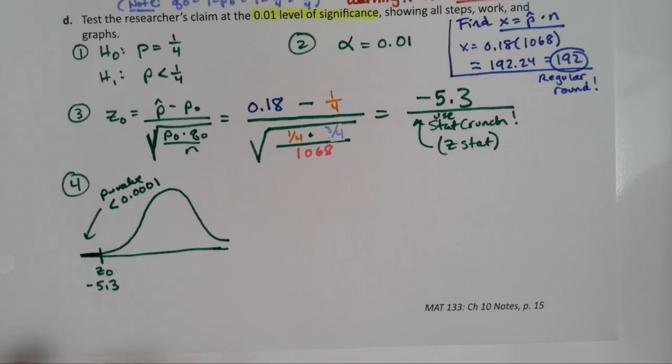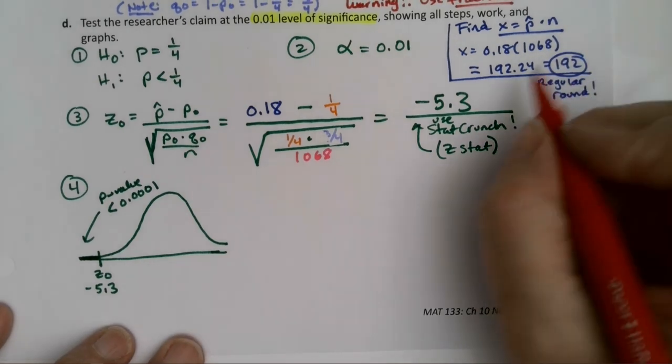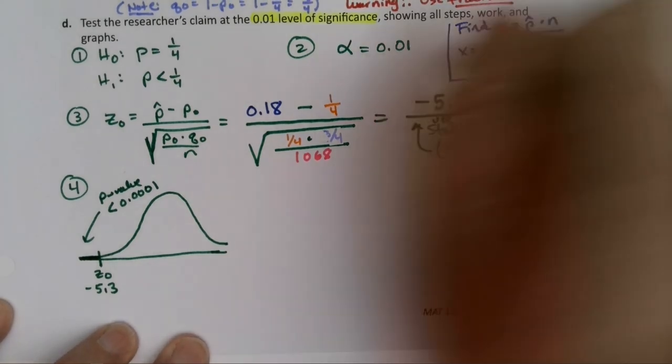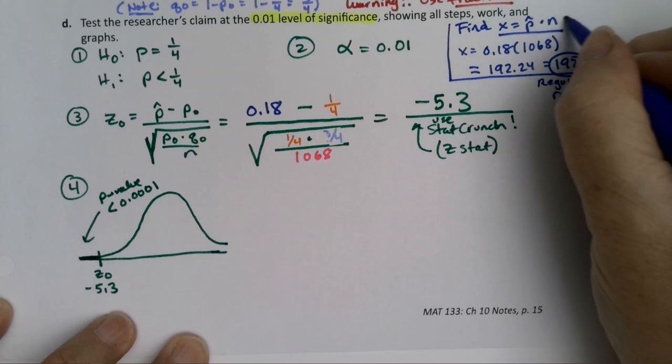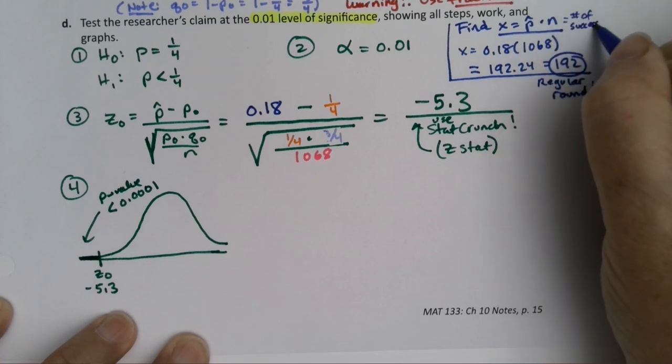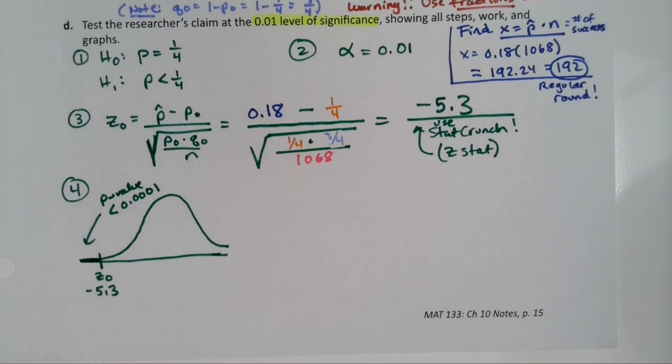You might want to make a note to yourself. x is the number of successes. So let me write it over here. This is the number of successes. We learned that technically we learned it back in chapter 6, but we ran into it again in chapter 8 and then again in chapter 9. So x is the number of successes, as opposed to n, which is the number of observations.